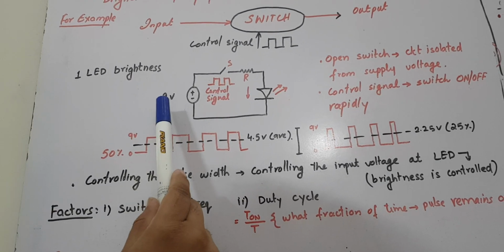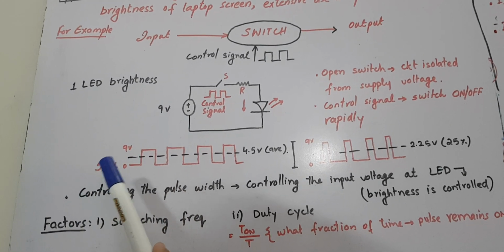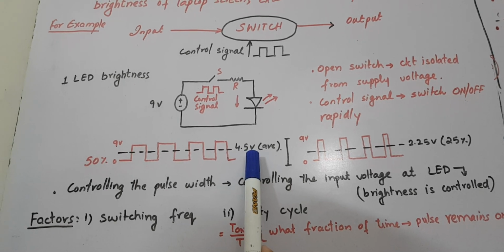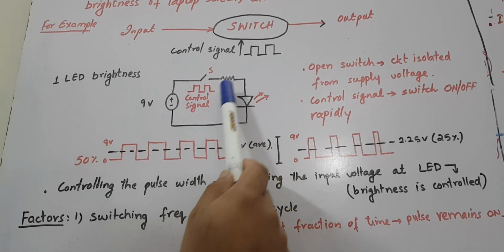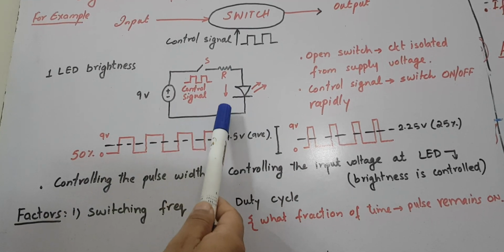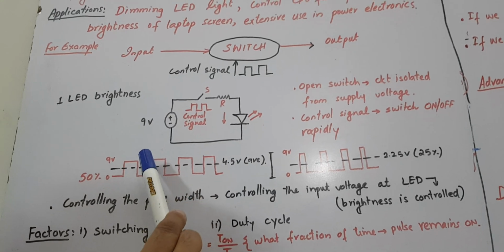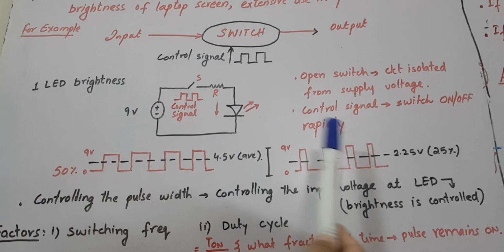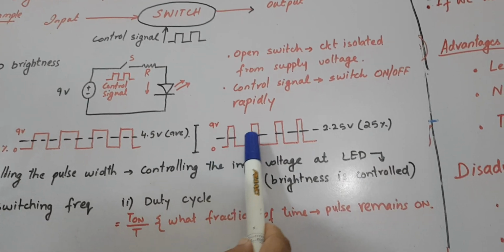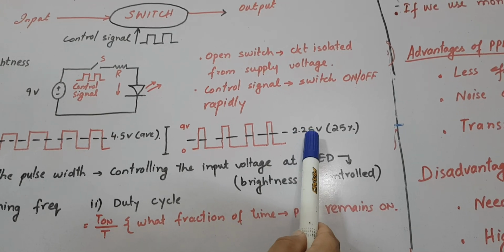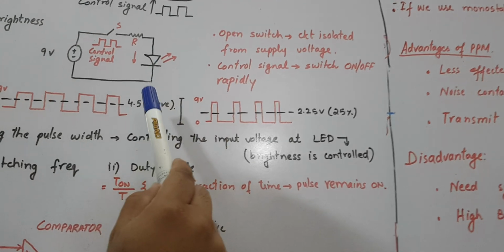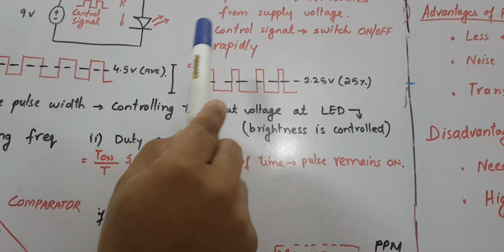If we apply a 50% duty cycle, it means we have an average voltage of 4.5 volts at the LED. So it means that 50% of the time the LED is on and 50% of the time the LED remains off. Secondly, we can have a 25% duty cycle. For 25%, the average voltage is 2.25 volts. So the LED remains on for 25% and off for 75%.